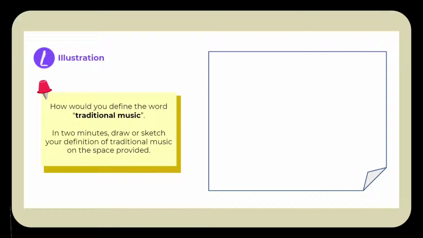Create a four-line poem on the space provided. Make sure to use the English language as the medium of your poem. What is the theme of your poem? Share to the class your created four-line poem.